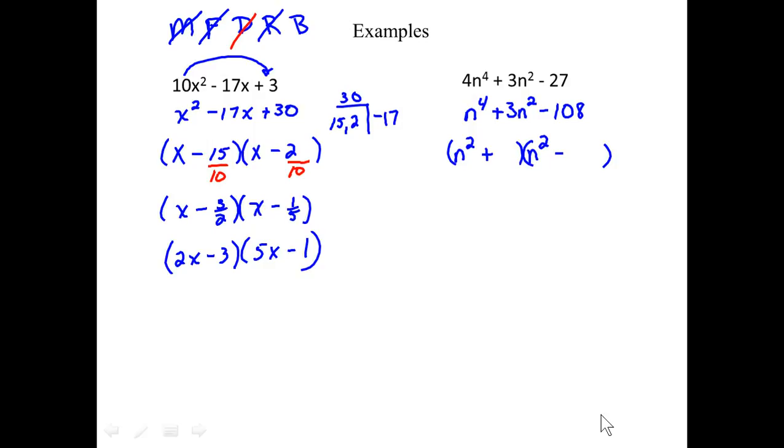All right, so let's think. What can we multiply together to get 108, but add together to get 3? Does anybody know yet? 12 and 9. Which one's going to be positive? Which one's going to be negative? Biggest number carries the sign. We have a plus here. So 12's got to be positive, and the 9's got to be negative.